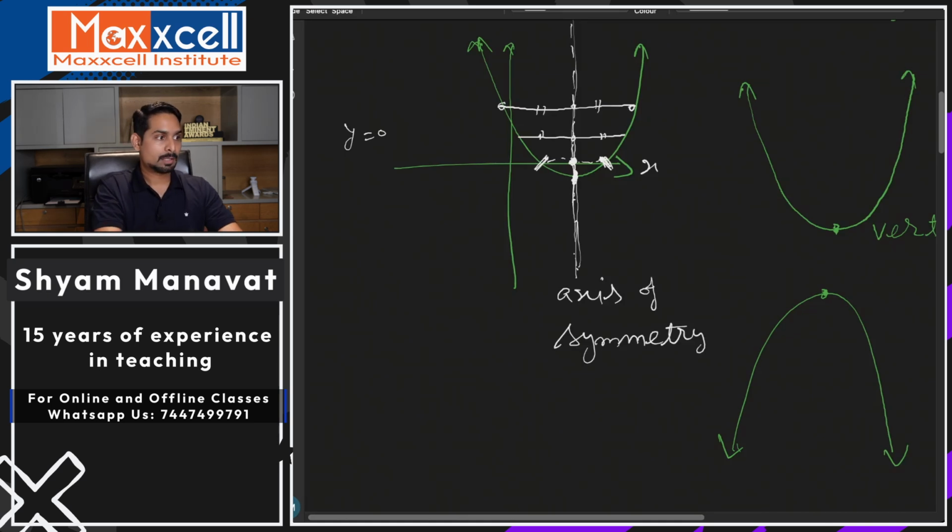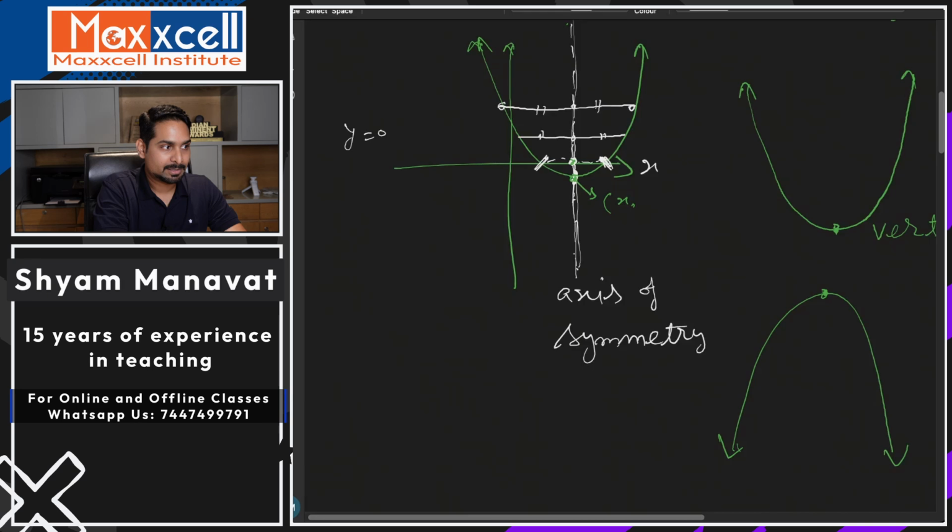That means, see, what is a graph? A graph is nothing but the path followed by the equation. That means this path which is followed by this parabola, for this point, I should have the x coordinate as the midpoint of the roots. Confused? Think about it again.